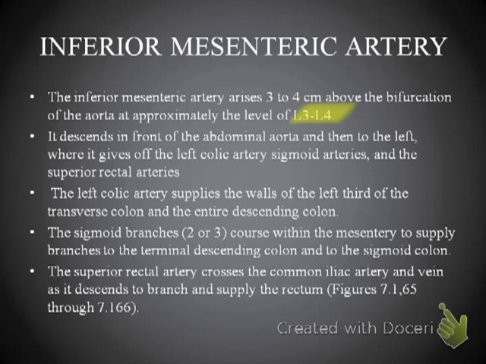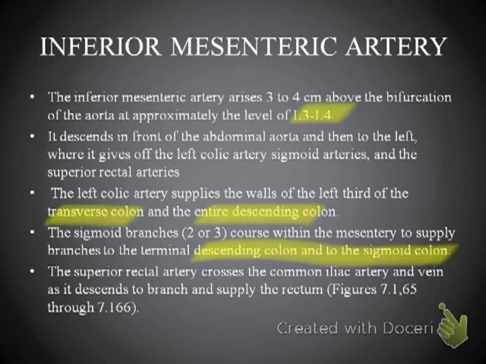And so we see that these things, like the left colic artery, supply the walls of the left third of the transverse colon and the entire descending colon. So the left colic artery is going to be some of the transverse colon and the entire descending colon. Sigmoid branches course within the mesentery to supply the terminal descending colon and the sigmoid colon. So the sigmoid branches, sigmoid colon.